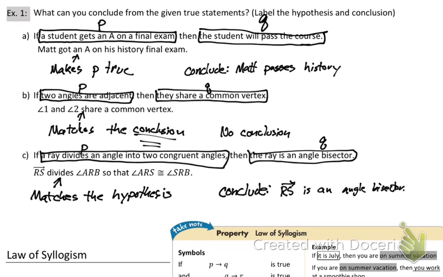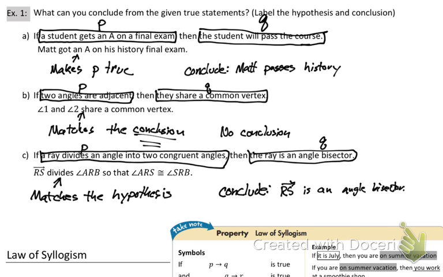But you just have to be clear, Owen, that sometimes I try to trick you. Our hypothesis was if two angles are adjacent, then it says angle 1 and angle 2 share a common vertex. That's not the hypothesis, so I can't conclude anything. The hypothesis is if two angles are adjacent. If this said angle 1 and angle 2 were adjacent, then we could have gone further and said they must share a common vertex. But this has nothing to do with the hypothesis, so there's nothing I can conclude.